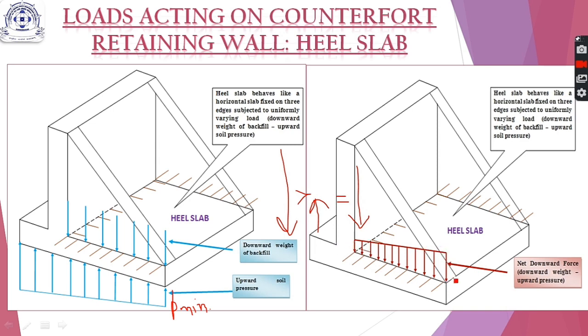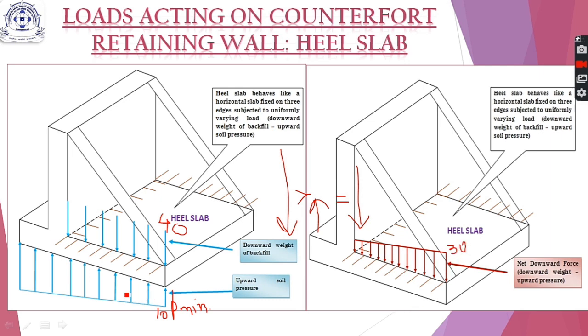It will be a trapezoidal load with maximum value at the edge and minimum at the junction with the stem. This value is coming out to be maximum and here it is minimum. It is very clear. I will give you an example. If the downward weight is 40 and the P minimum is 10, then the value at this edge will be 40 minus 10, that is 30.